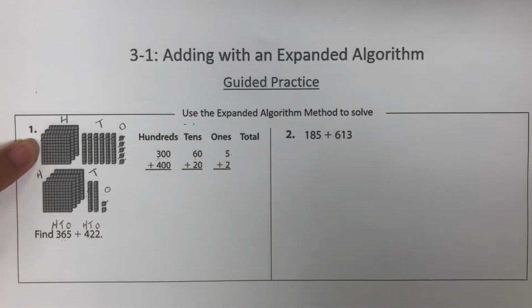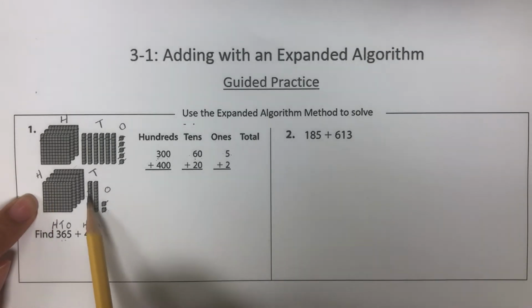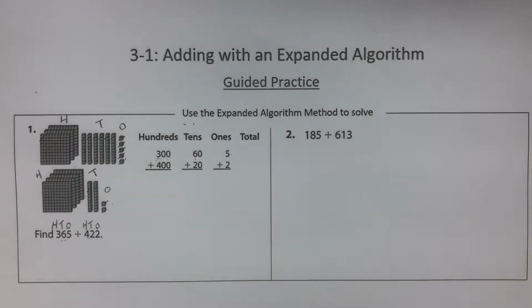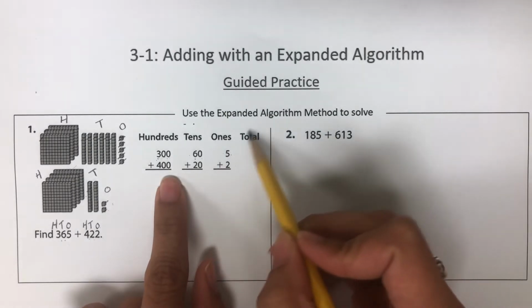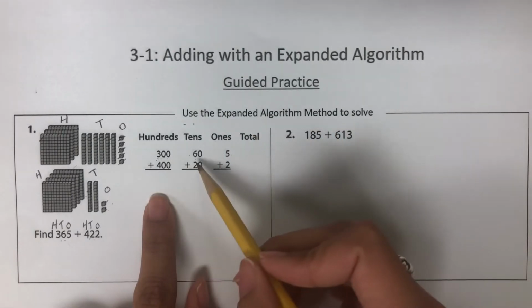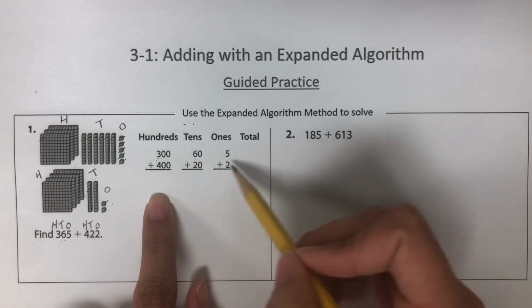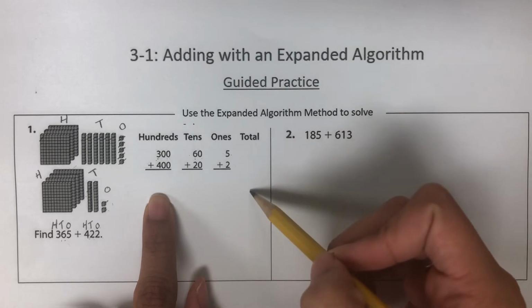365, okay? Down below, I have 400, because I have 400s here. 22, 2 rods and 2 ones. To use the expanded algorithm method, what we're going to do is we're going to break apart each value, hundreds, tens, and ones, and add them separately, and then combine them at the end.